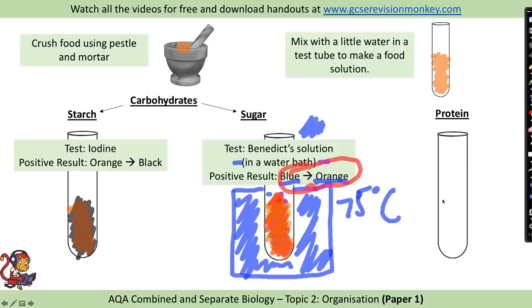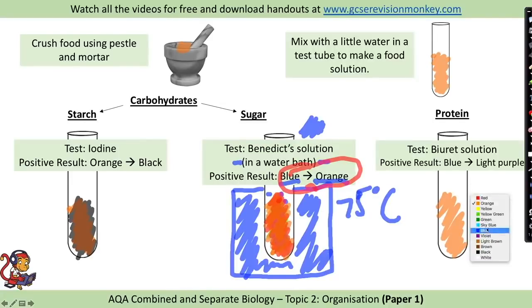So to test for protein, our final food test, we would add a food sample into our test tube. And the test for protein is to add Biuret solution, and that's quite a light blue solution that we add in, and that will turn to purple. Okay, it's quite a light purple, that's why I put light purple, but you still get the mark if you put purple in there as well. So if protein's present, you will get the colour change from blue to purple.